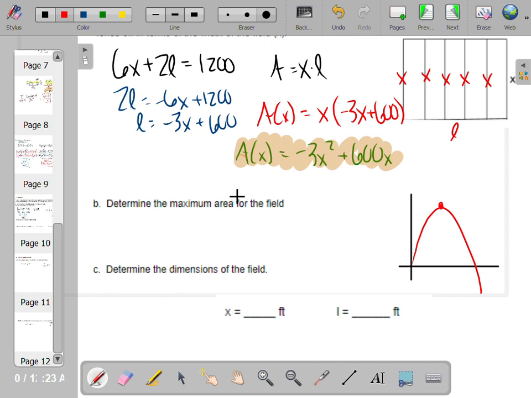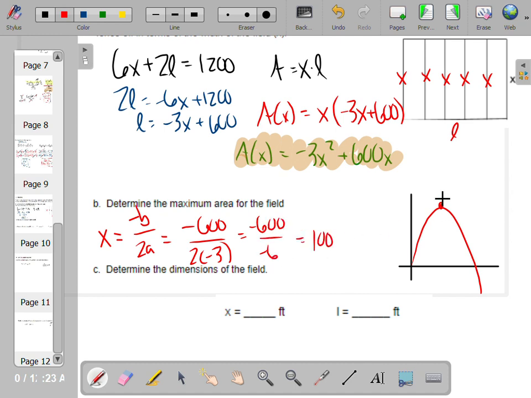To find the vertex, you need to remember that you find the axis of symmetry. So x equals the opposite of b over 2a, and then you plug that in. So negative 600 over 2 times negative 3, negative 600 over negative 6 is 100. So the x-coordinate of the vertex is 100.